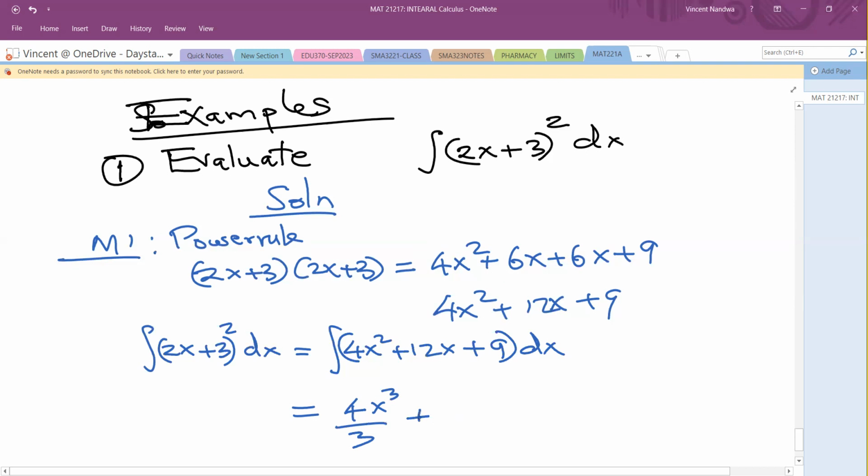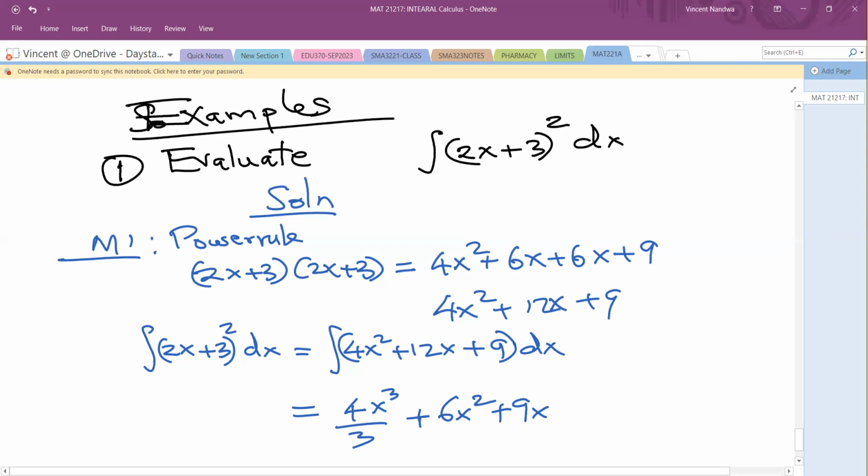And this other part will be 12x^2 over 2. So it gives us 6x^2, and then plus 9 over 1, which is just 9x, okay?